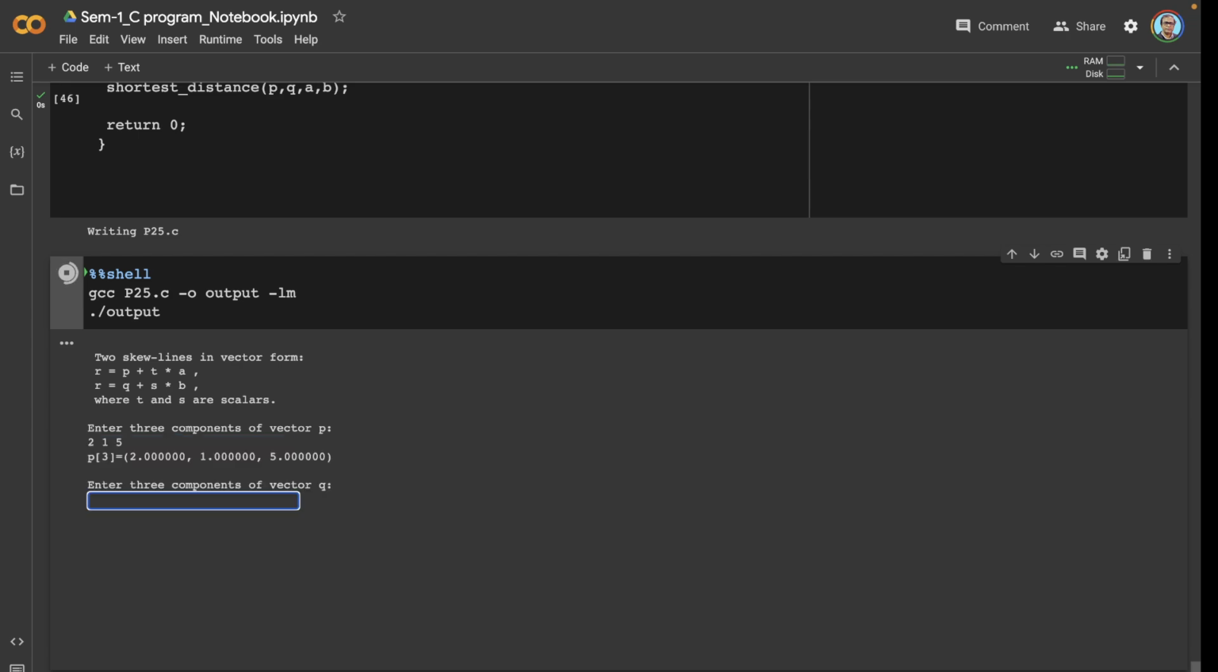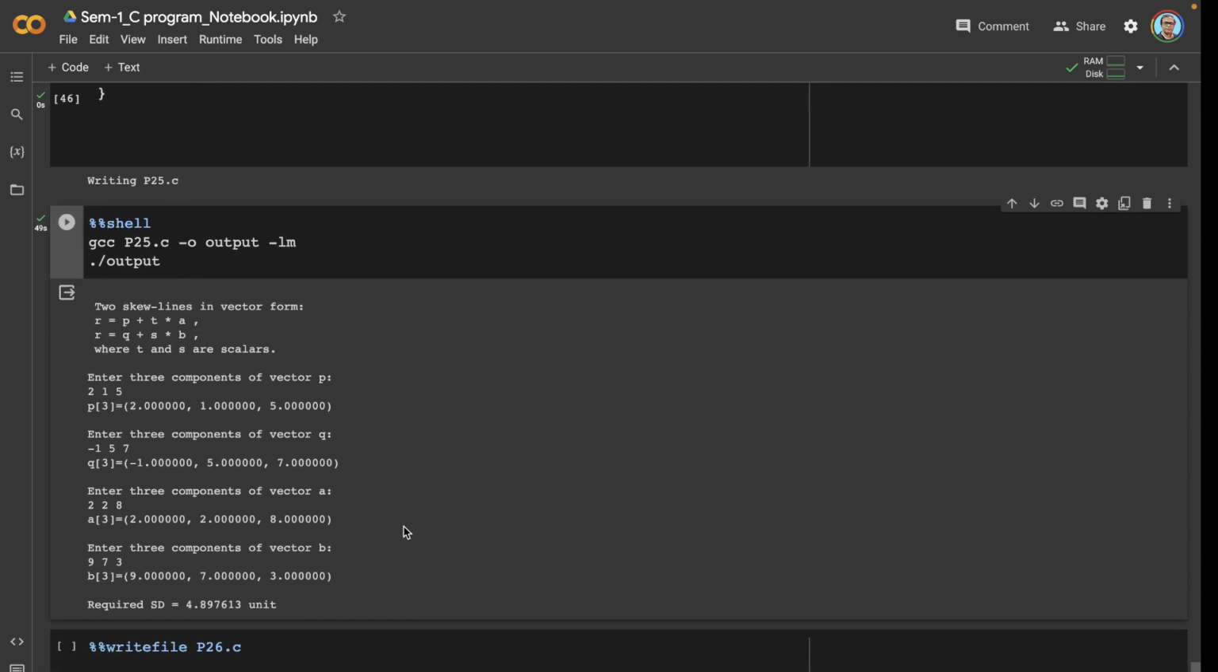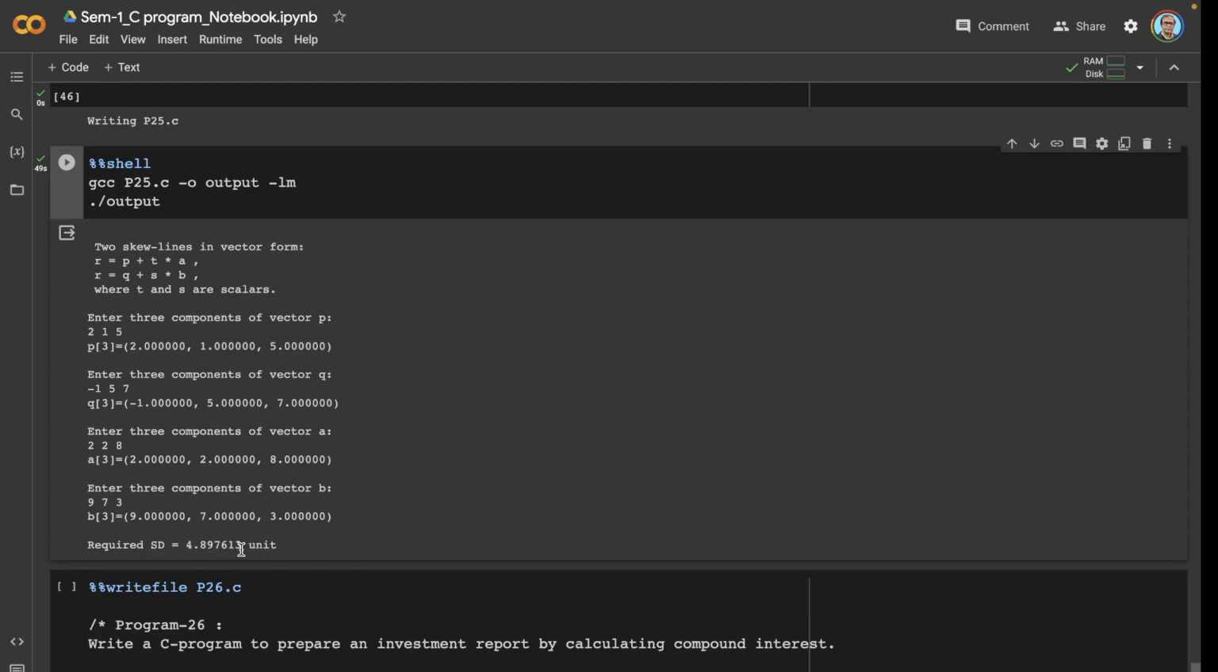Suppose P is 2, 1, and 5. Component of Q, second line passing through the point Q, say -1, 5, 7. Component of A is 2, 2, 8. B, say 9, 7, 3. And the required short distance is 4.897613 unit.